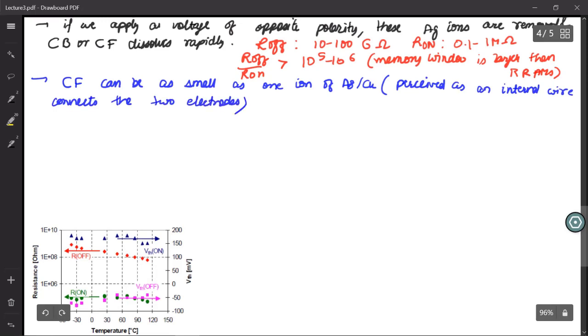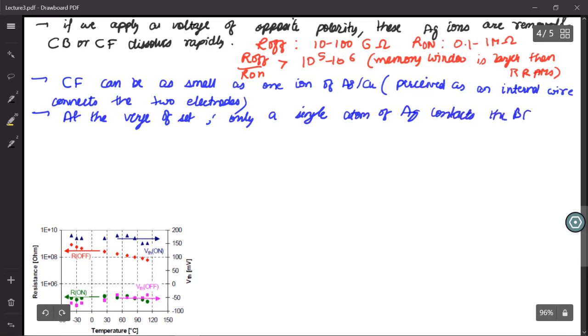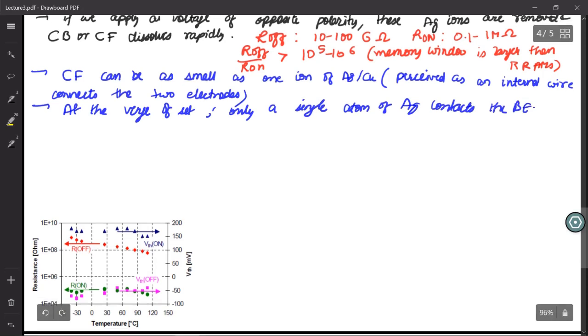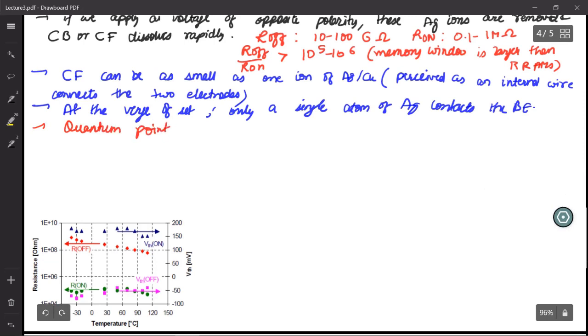And what is so fascinating about this conduction filament? At the verge of set, that is, when the set process is about to begin, only a single atom of Ag contacts the bottom electrode, right? At the verge of set, only a single atom of Ag contacts the bottom electrode, and a contact where only a single atom is contacting an electrode is called a quantum point contact.